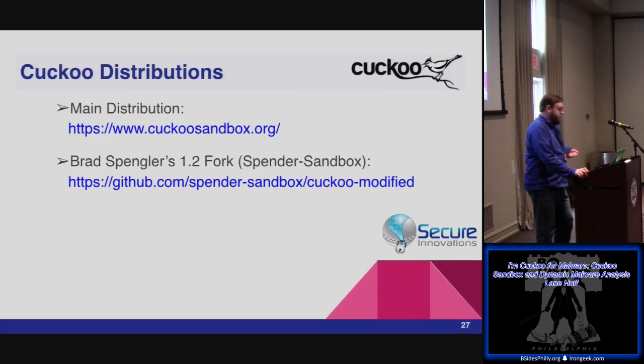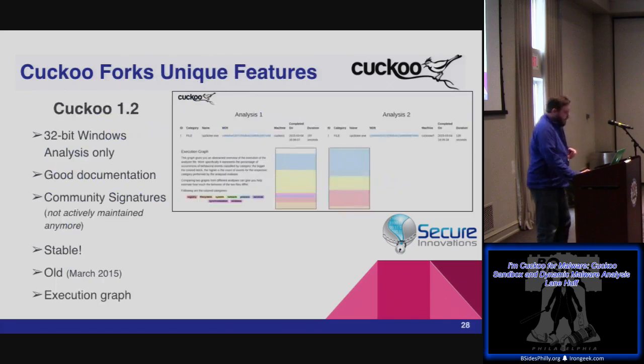So there are two main distributions for Cuckoo. There is the Cuckoo distribution, which is from CuckooSandbox.org, and then Brad Spengler has made a fork of 1.2 and made a lot of customizations to it. These are the two main forks that people use when we talk about Cuckoo. We've got the links here. I don't know if I mentioned it, but I did put the slides up on GitHub, and I'll have the link at the end again if you want to look at any of this stuff.